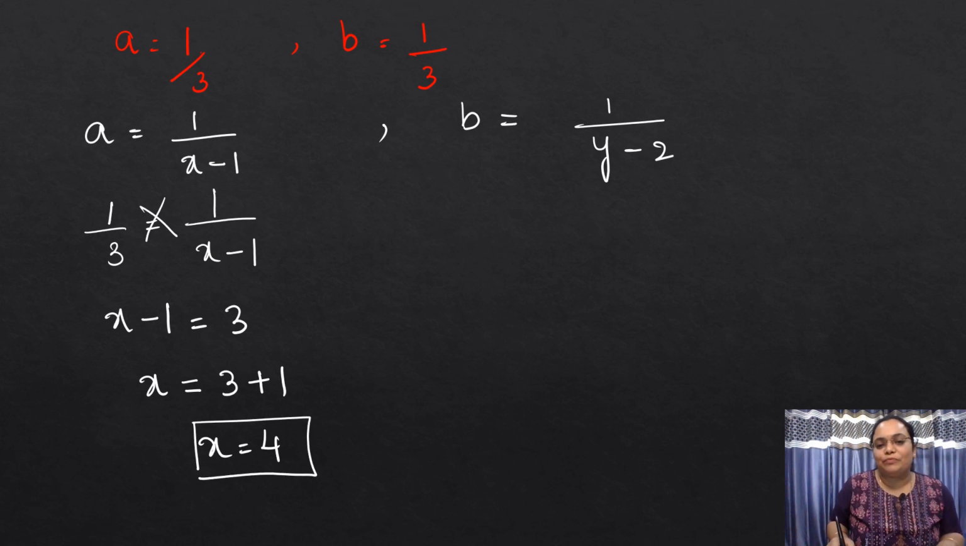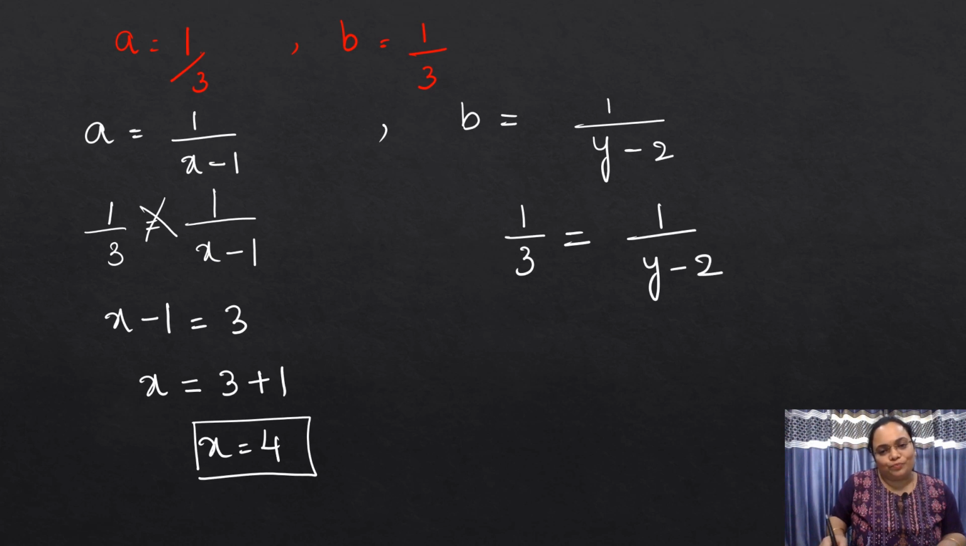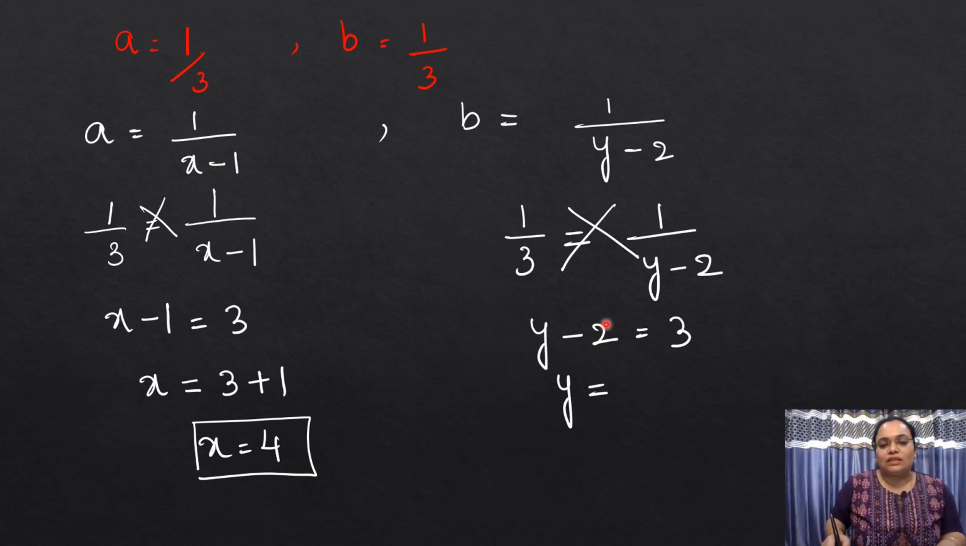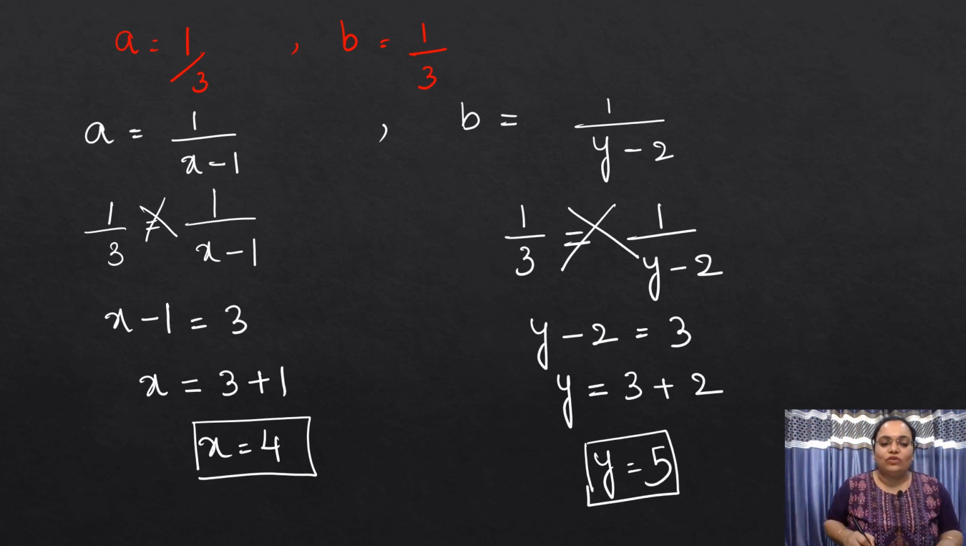Okay. In the same way, what is the b value? 1 by 3 is equals to 1 by y minus 2. You will cross multiply. y minus 2 is equals to 3. y is equals to, see, we are just sending this minus 2 to RHS. y is equals to 3 plus 2. You will get y is equals to 5. Okay. So the value of y is 5. So the value of x is 4 and the value of y is 5.